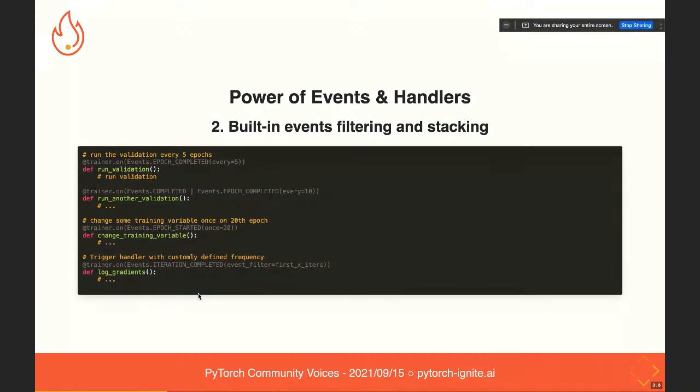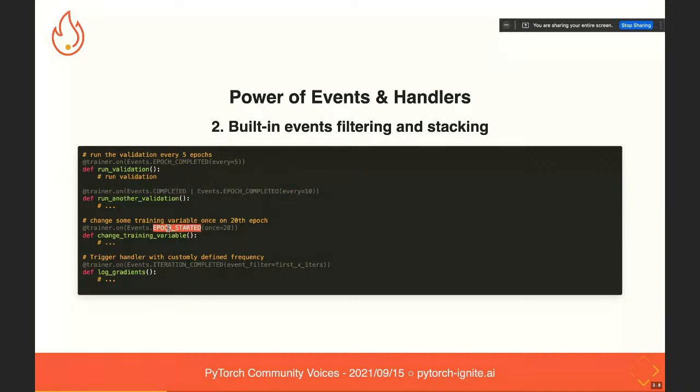Another cool thing is built-in event filtering and stacking. It is about the way you can filter when to execute the handler. For example, you have the event epoch completed, and you'd like to run your validation every 5 epochs. You just specify this as an argument, and this function run validation will be executed every 5 epochs instead of every epoch. Another use case is where you'd like to combine events, for example, completed and epoch completed. Imagine that you have another validation set which can be larger, or you are using some other techniques like TTA, and you'd like to get other scores to see how variation can be compensated with TTA, and you'd like to schedule it every 10 epochs and at the end of the training. It simply can be done like this.